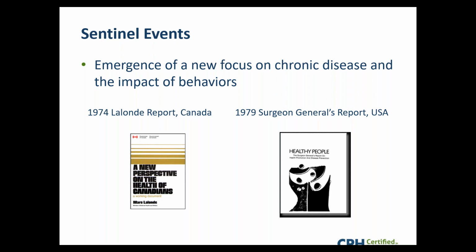The United States answered the Lalonde Report five years later with the first report from the Surgeon General on healthy people. C. Everett Koop was the Surgeon General at the time, and he issued his report on health promotion and disease prevention five years later in direct response to the Lalonde Report, also laying out the notion that there was much more to be done in improving the health of a society than simply focusing on infectious and communicable diseases.